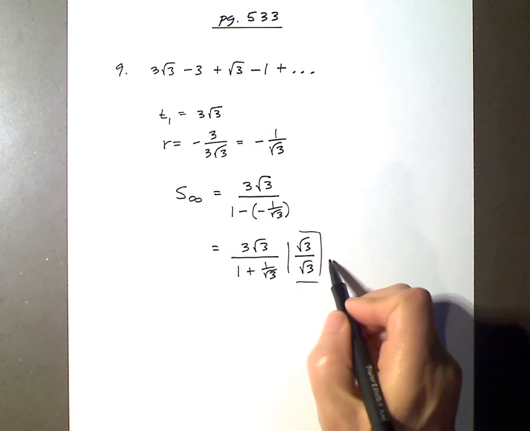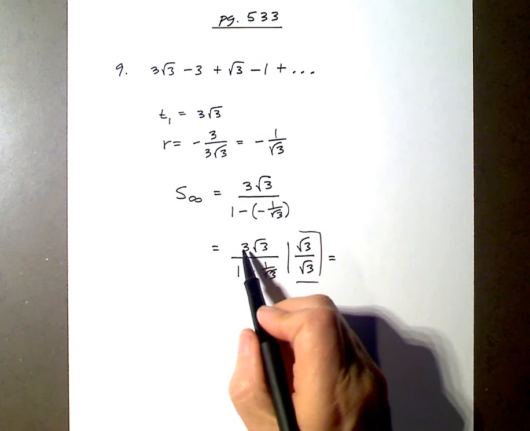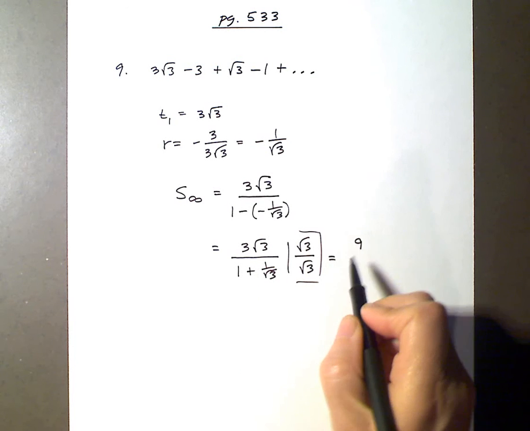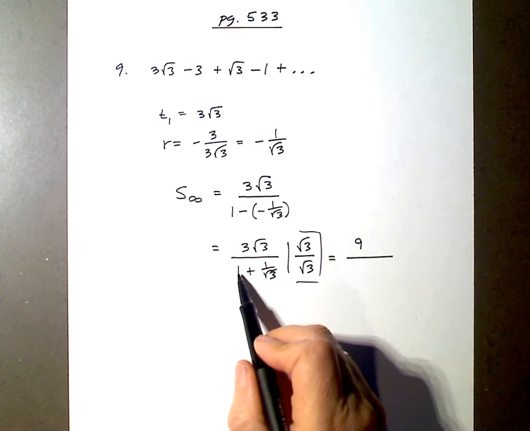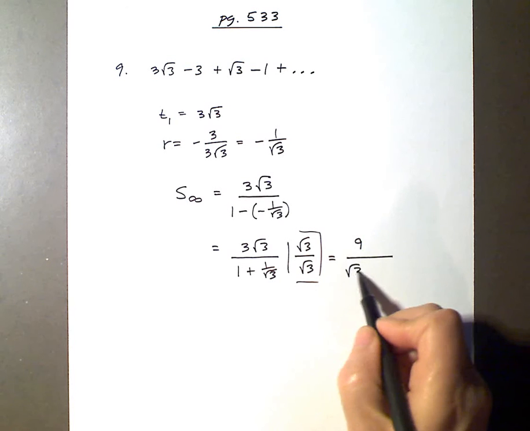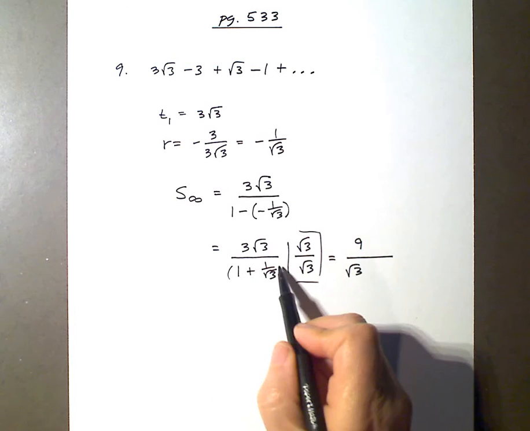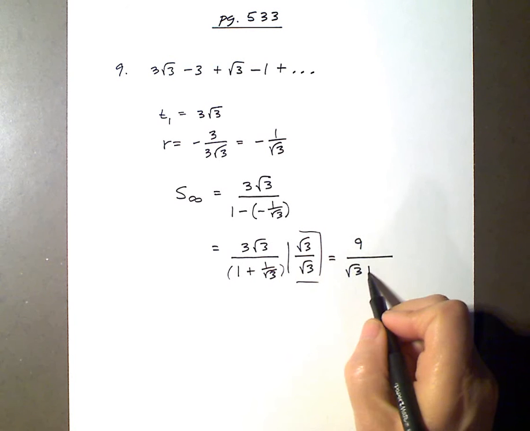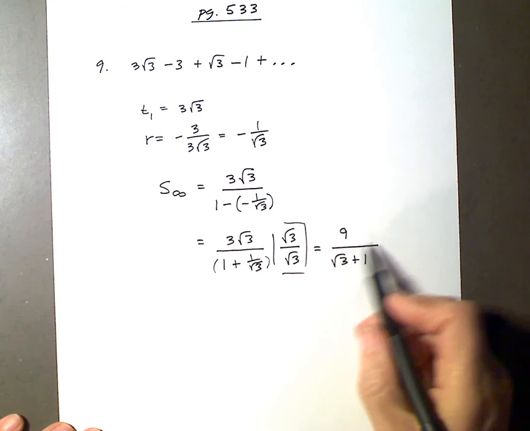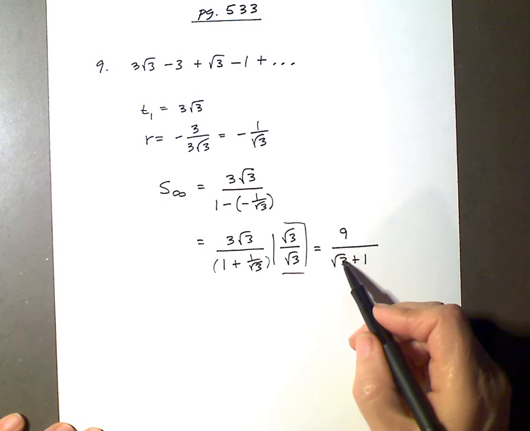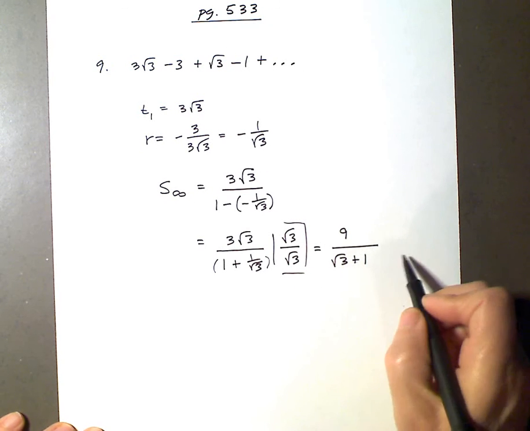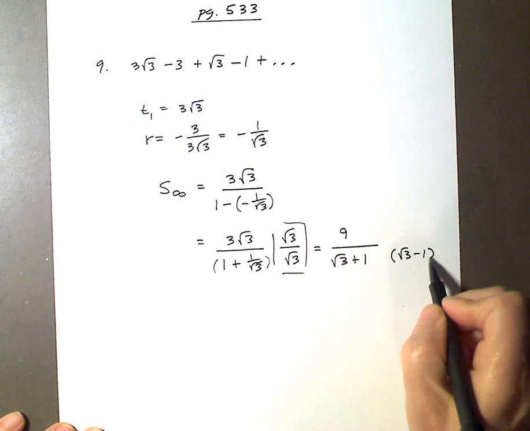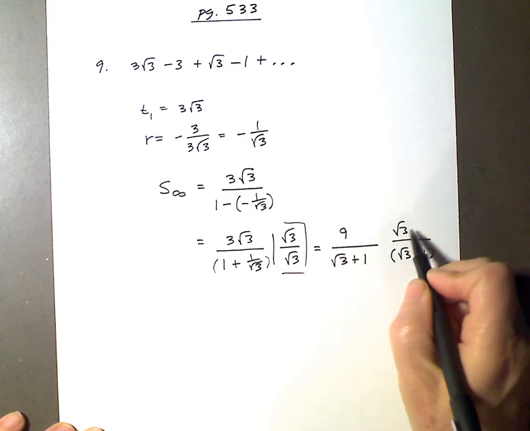What that will do in my numerator, I'll have 3 times the square root of 3 times the square root of 3, or 3 times 3, which is 9. Down here, I'll have 1 times the square root of 3, using the distributive property, plus the square root of 3 over the square root of 3, which is a 1. And then I can rationalize this to get the binomial out of the denominator, and I can multiply by its conjugate, root 3 minus 1, in both the numerator and denominator.